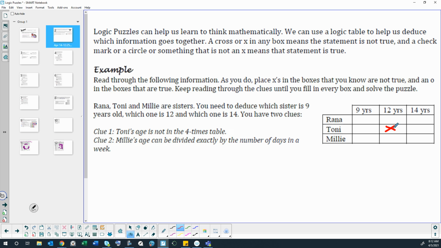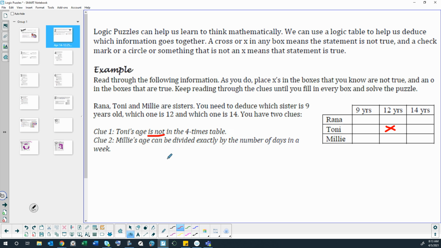How do we know that Tony is not 12? Tony's age is not in the 4 times table. What that's saying is that Tony's age is not divisible by 4. So we have numbers that are divisible by 4, like 4, 8, 12, 16, 20, etc., right? So Tony's age is not in the 4 times table, not 12.